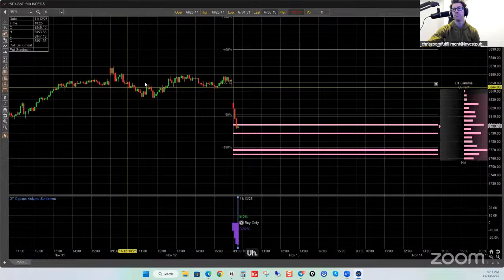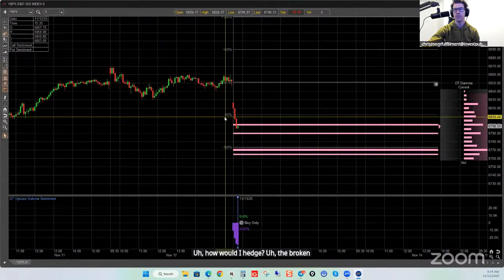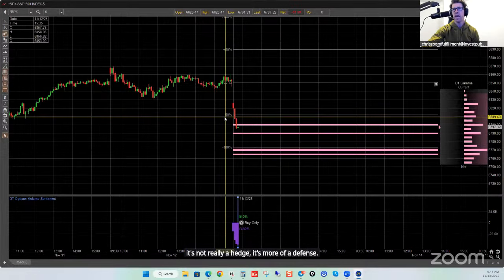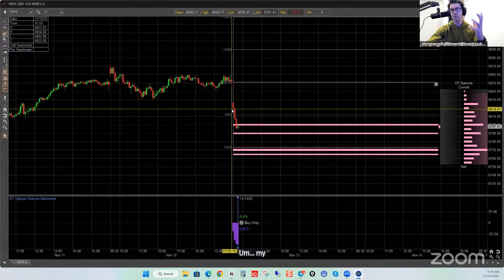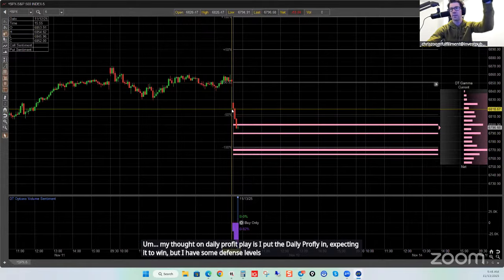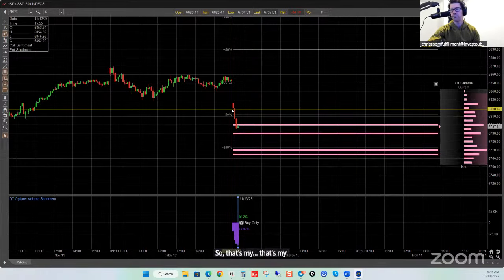How would I hedge? The broken wing butterflies are pretty good hedge. It's not really a hedge. It's more of a defense. A hedge is like I take the trade and I put another trade in to hedge against it, like automatically. My thought on daily profit play is I put the daily profit play in expecting it to win, but I have some defense levels at the tops and the bottoms. So that's my risk management.